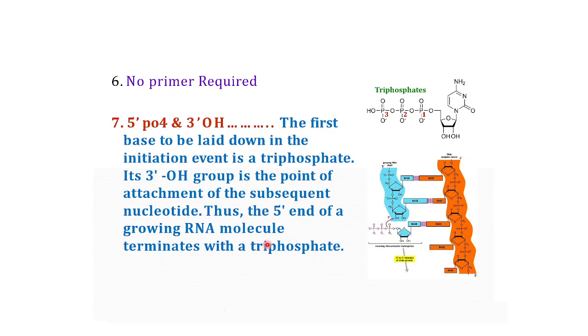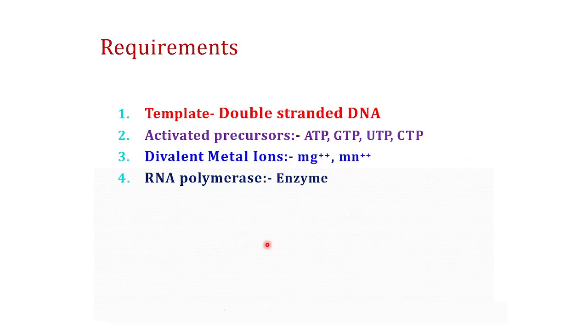So the first base to be laid down in the initiation event is a triphosphate. The 3' OH group is the point of attachment of the subsequent nucleotide. Thus the 5' end of a growing RNA molecule terminates with a triphosphate, and that is how the elongation proceeds. So what are the requirements for transcription, or what do you require for transcription?